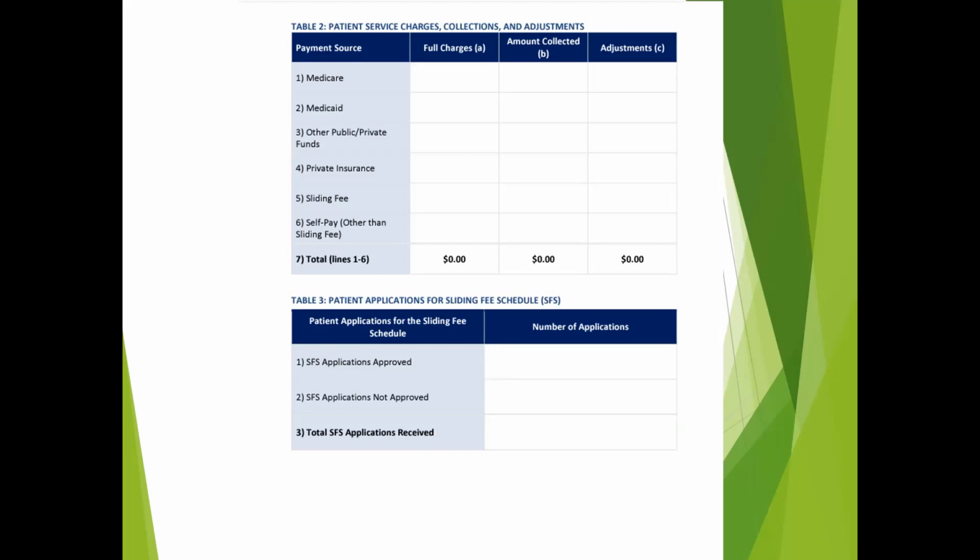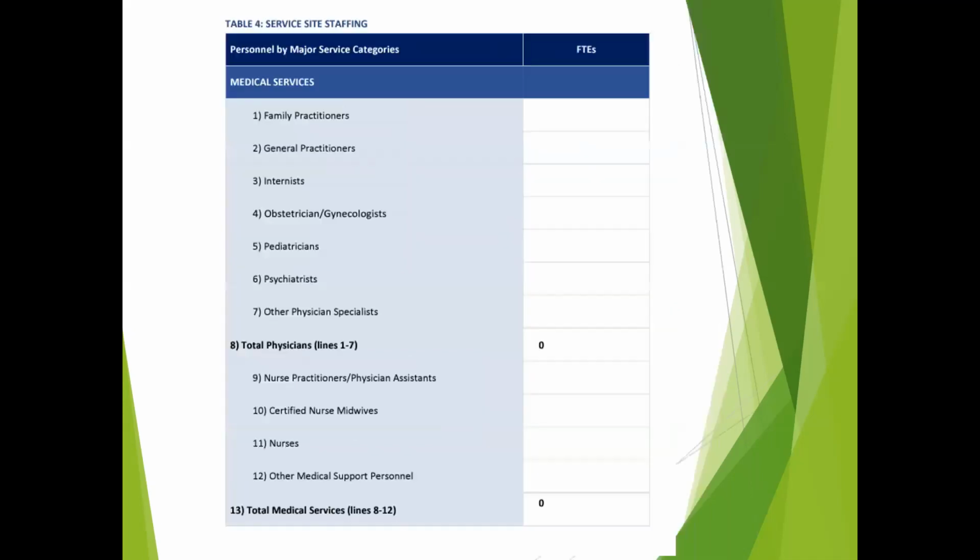Table 3, this is patient applications for sliding fee schedule. Like we talked about, the applications for individuals. So this would be the number of applications approved. And then the second row is applications not approved. So you put how many for each of those, and do 1 plus 2 here because they want the total applications received. So this would be just totaling rows 1 and 2 for row 3.